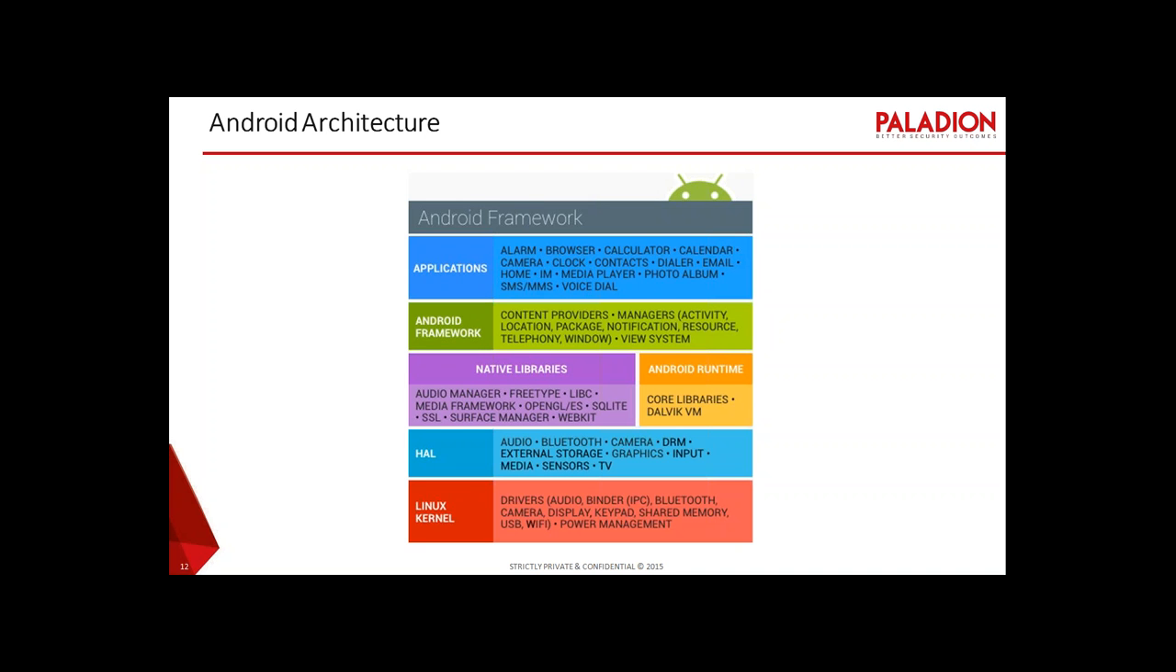Next is Android runtime. So basically, Android runtime involves Dalvik VM. So we'll also be talking about Dalvik VM in our further slide. So I'll show you the difference between the running of a Dalvik VM and a Java VM. And next is the hardware abstraction layer, which is shortly called HAL, which has the audio, Bluetooth, camera, DRM, external storage, graphics. So these all are integrated at this level. And next is the kernel. So basically, Android shares a Linux kernel, which has again drivers and power management and everything. So moving on.